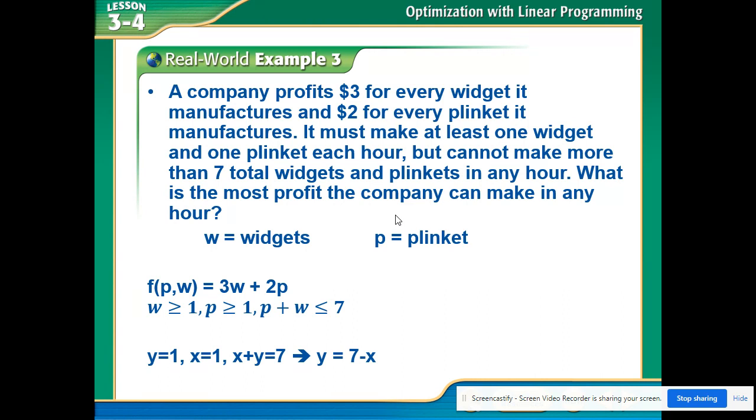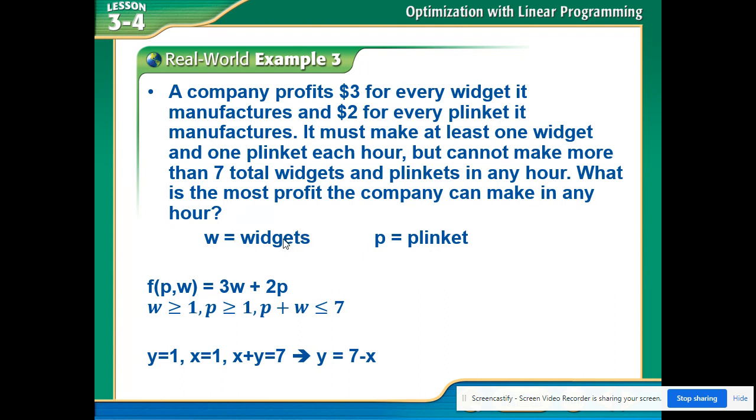All right, what about this one? A company makes widgets and plinkets. I don't know what a widget is or a plinket is, but they do make them. So a company profits $3 for every widget and $2 for every plinket. It must make at least one widget and one plinket per hour and cannot make more than 7 total in an hour. What's the most profit that a company can make?